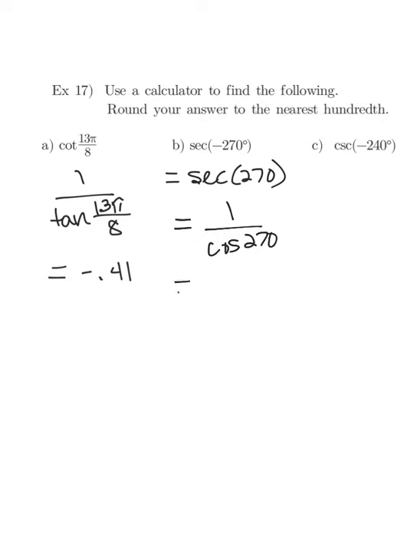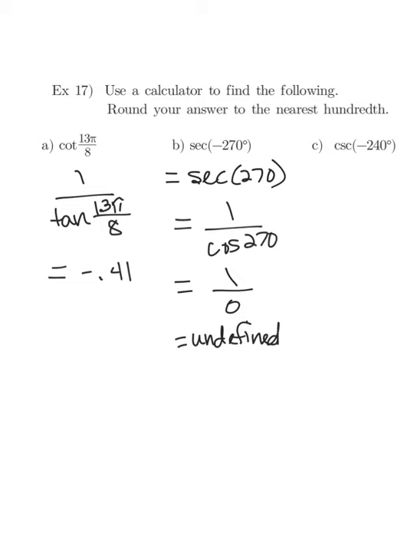But the cosine of 270 degrees is 0, so you would wind up with 1 over 0. Your calculator will probably say error. What you need to write for this answer when you have a 1 over 0 is undefined. Don't just put error. The formal phrase is undefined.